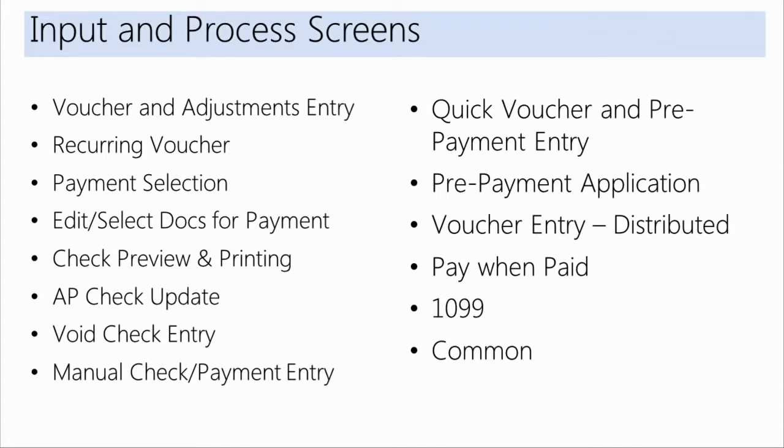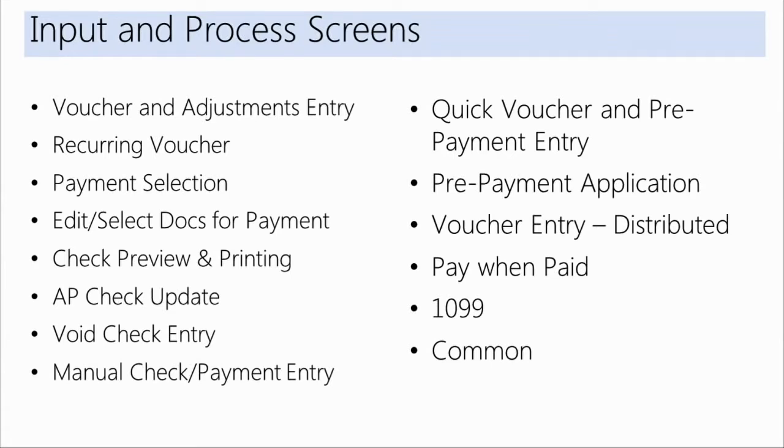Now that we have our voucher in there, how do I pay it? After I pay it, how do I select and view what's being selected for payment, previewing what you're about to print for your checks, actually going ahead and printing your checks and updating your checks? We'll then talk about how you void something once it gets in. If I put a check in and something got messed up, or maybe something didn't go through the processing correctly, we'll talk about our manual check and payment entry process.